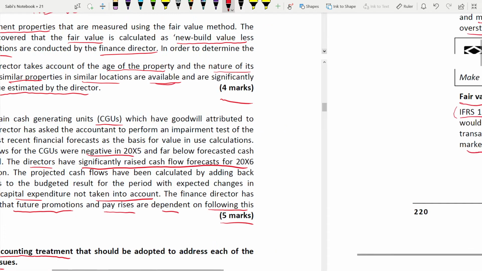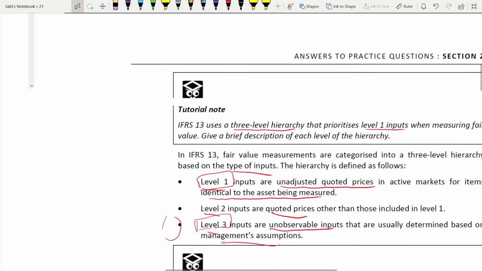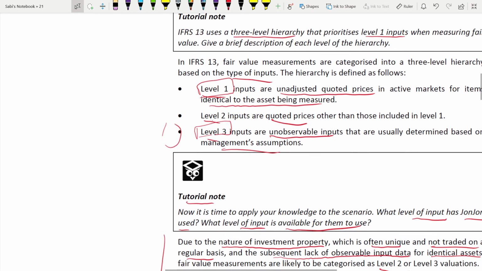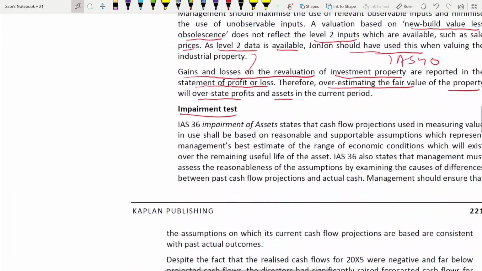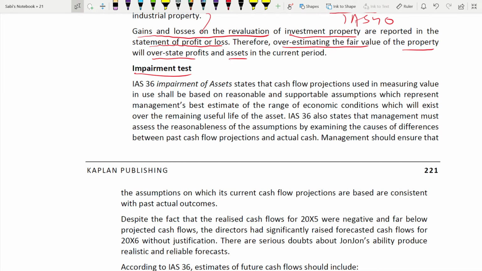Now first let us solve the accounting issue. Make sure that you identify what the exact problem is. Then it's very easy to solve. So we are going to talk about the cash flow forecast. That means value in use. The main thing is how you measure value in use under IAS 36. This is our main topic under IAS 36. This is the issue you are having. The problem is here only.